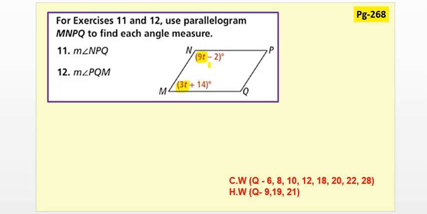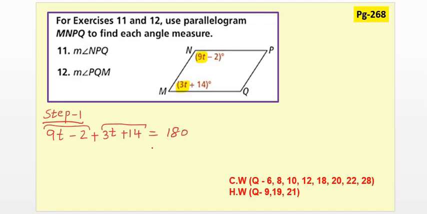The second thing is, first we have to find the value of t to substitute here so that we can get the values of the angle. So step 1 will be to find the value of the variable. How can we find it? We can say 9t minus 2 plus 3t plus 14, the sum of both these angles. This is angle N and this is angle M. So if we add N and M, the sum will be 180.